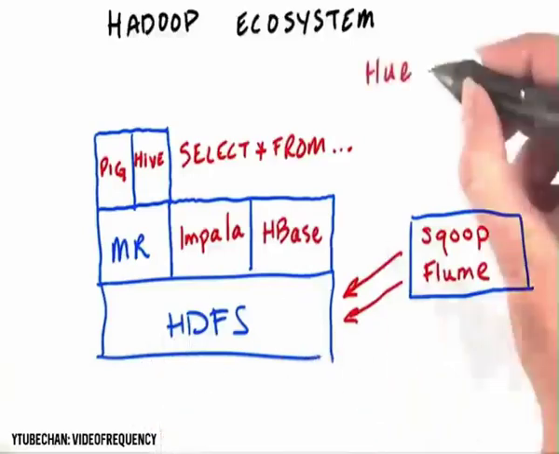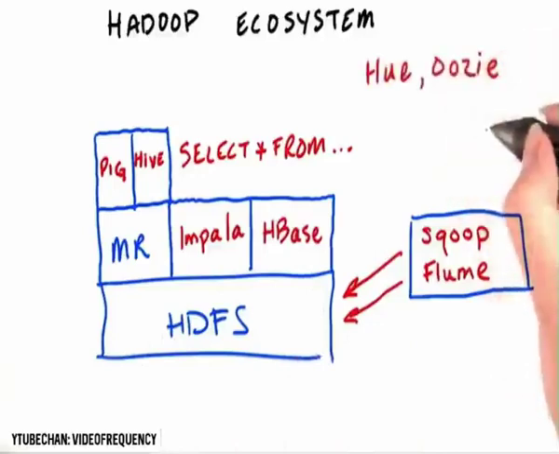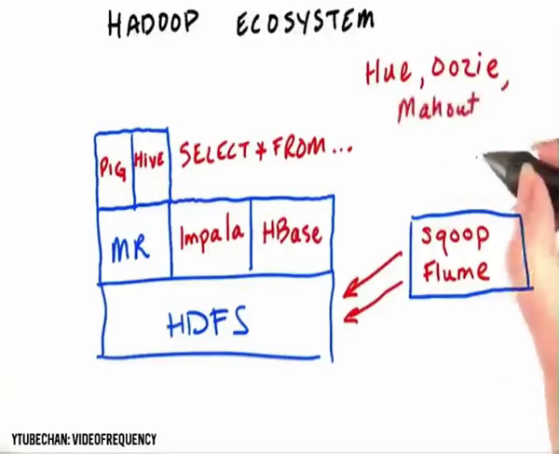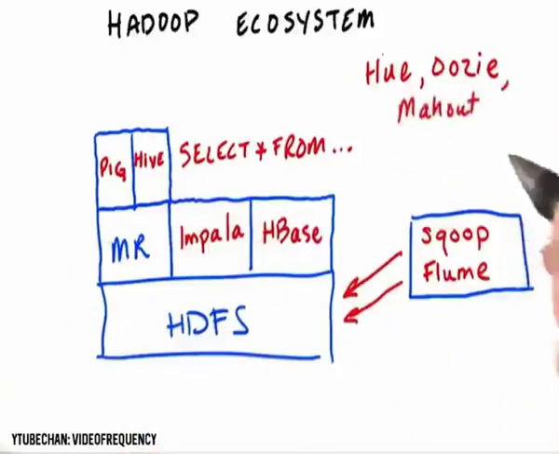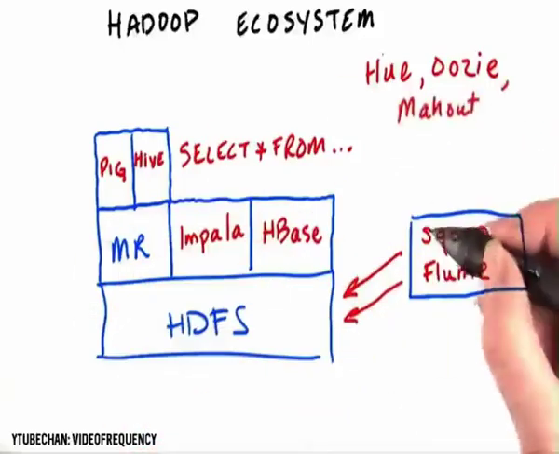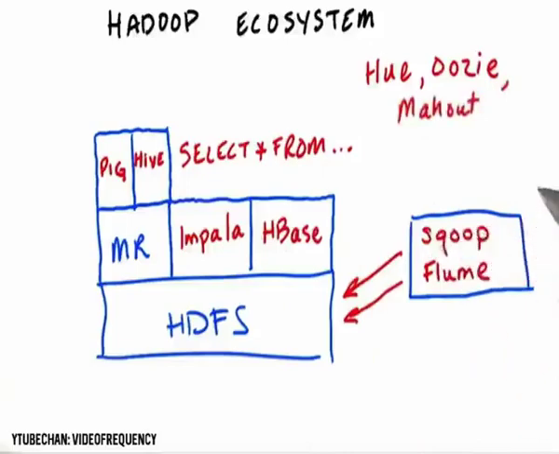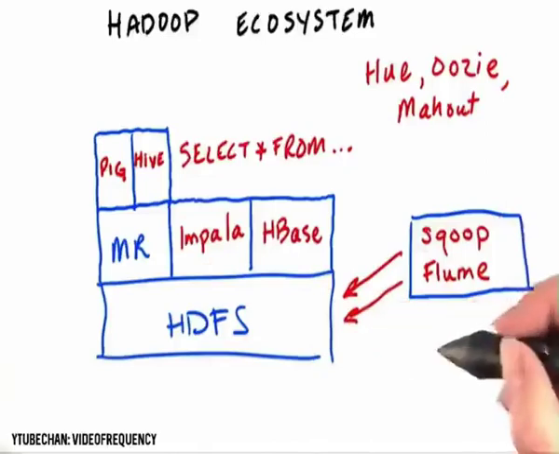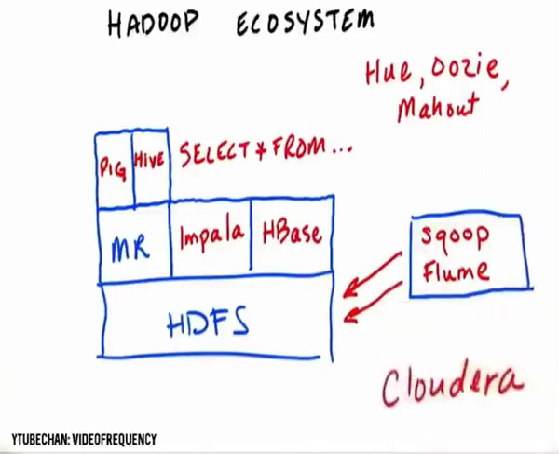And there's more. Hue is a graphical front end to the cluster. Oozie is a workflow management tool. Mahout is a machine learning library. In fact, there are so many ecosystem projects that making them all talk to one another and work well can be tricky. To make installing and maintaining a cluster like this easier, Cloudera, the company we work for, has put together a distribution of Hadoop called CDH.